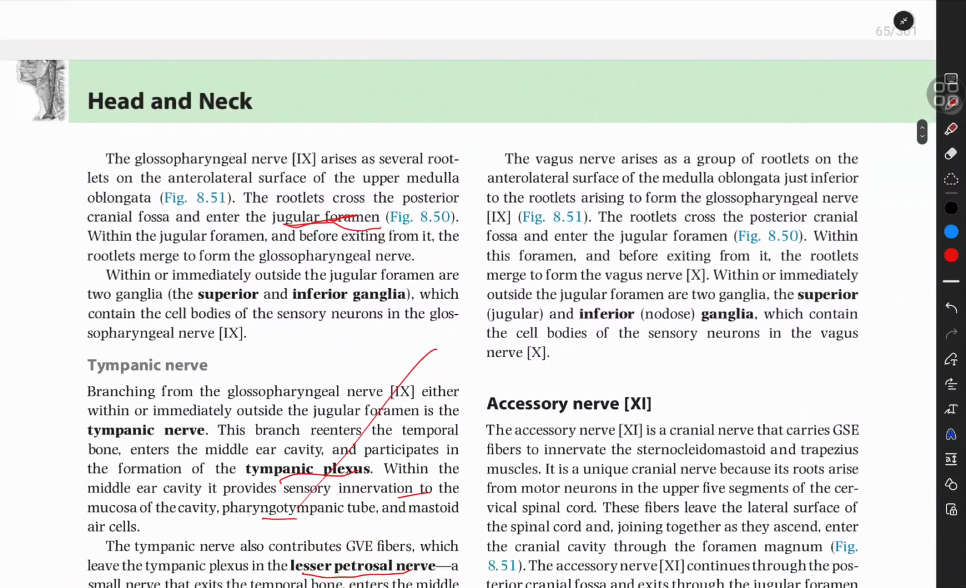Vagus nerve arises as a group of rootlets on the anterior lateral surface of the medulla, which is not needed. Just inferior, blah blah blah.